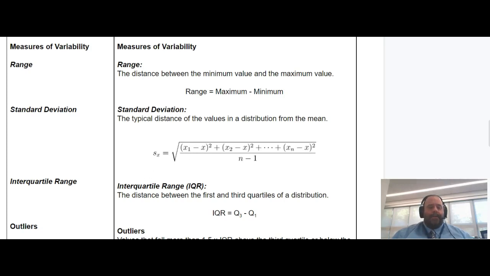Actually, here, let me pause this and I'll fix it right now. So there you go, the wonder of the internet. Now they all have bars, right?